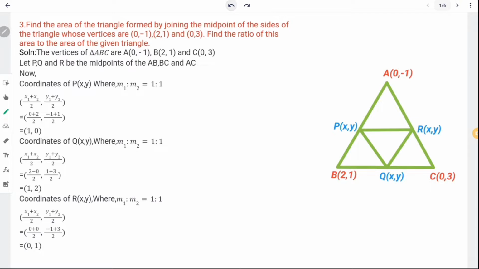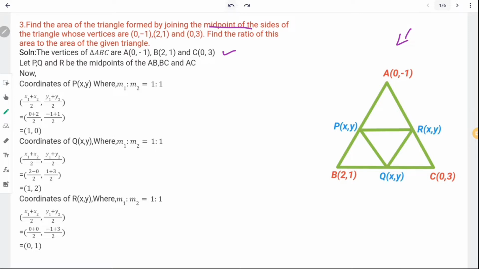Okay, so the first triangle will be A, B, and C. You can already see here, right? The second one, they say what? By joining the midpoints of the sides. Alright, so we're going to take P to be the midpoint of AB, then Q to be the midpoint of BC, and R to be the midpoint of AC.